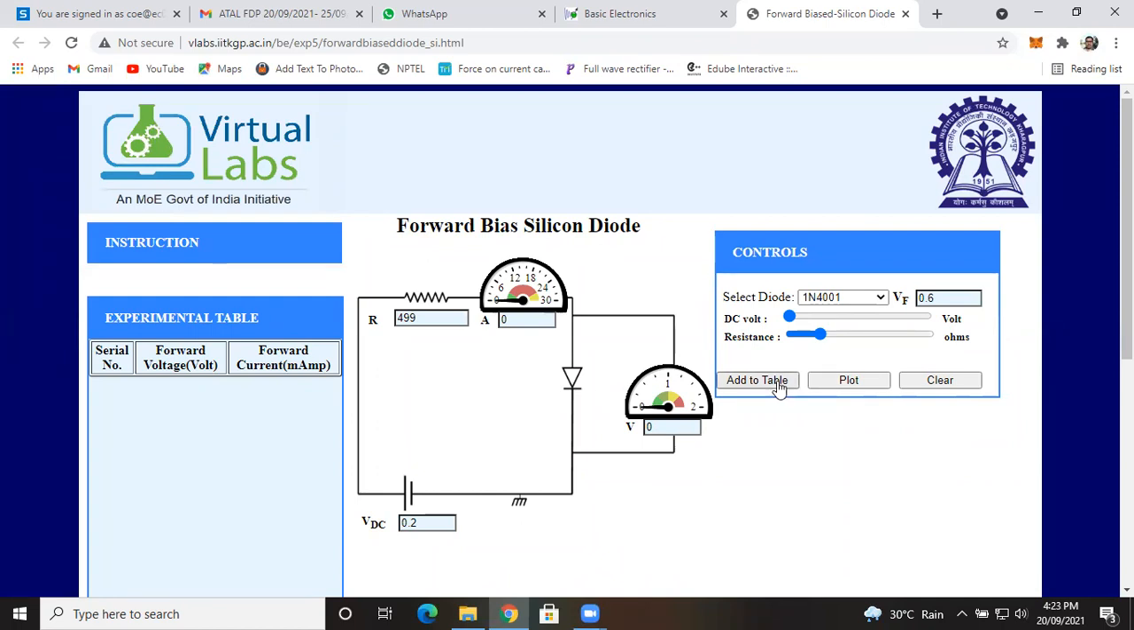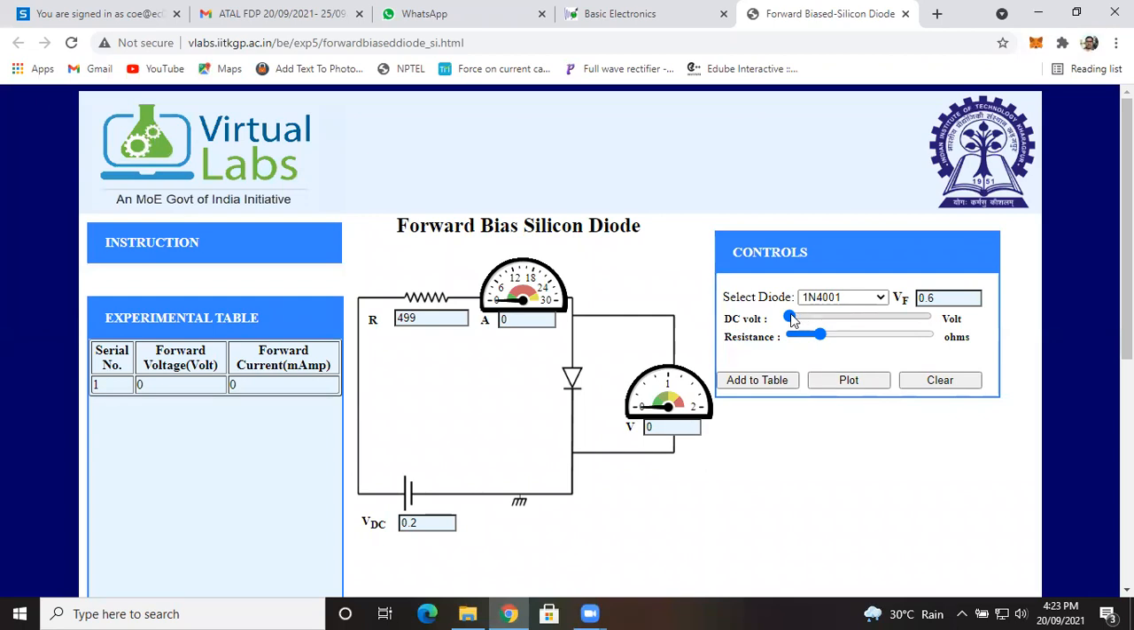Now I will add this reading in the table, because you can observe that the voltmeter shows a 0 reading and the ammeter also shows a 0 reading, because no current flows through the diode. So the voltage across the diode is also 0 and the current flowing through the diode is also 0, but our external voltage is 0.2. We take the reading of two things, the voltage across the diode and the current flowing through the diode. So here in the serial number, the forward voltage across the PN junction diode is 0, and the current flowing through the diode is also 0.